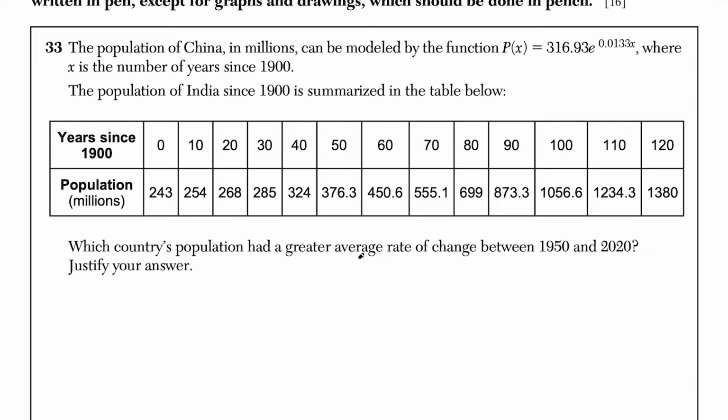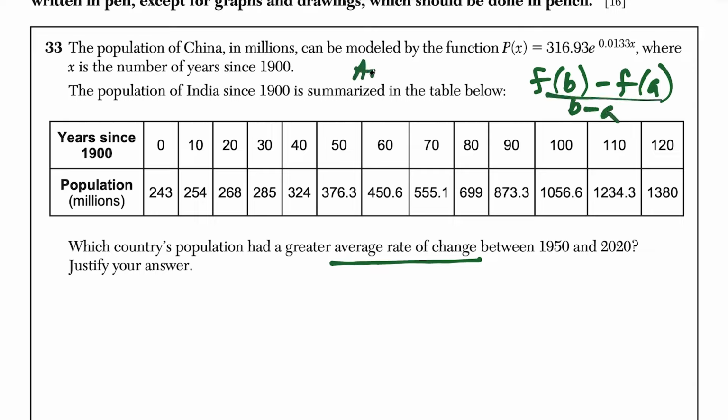So for this one, we have to know that average rate of change is f of b minus f of a over b minus a. Okay, and this is when we're finding, let's say, the average rate of change, which we'll abbreviate like this. The average rate of change of f of x on the interval ab, then we use this formula.